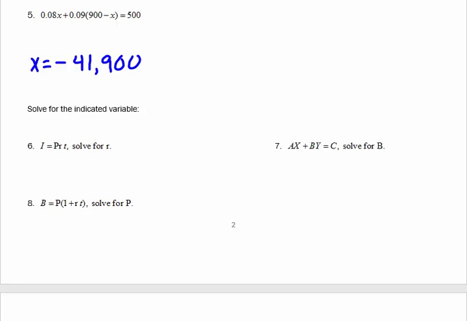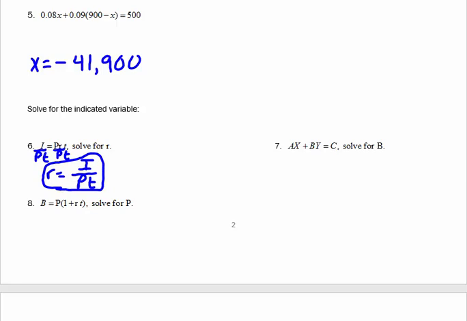So looking at number 6, the formula is I equaling p times r times t. It's all multiplication. So the opposite of multiplication is division. So to get r by itself, all I have to do is divide both sides by pt. So r is going to equal I divided by pt. There's nothing really else you can do with that problem.